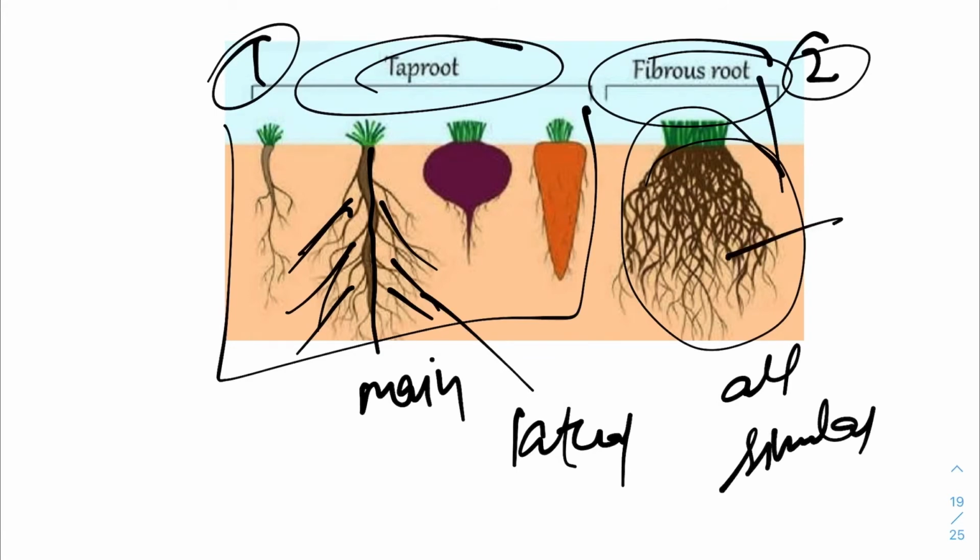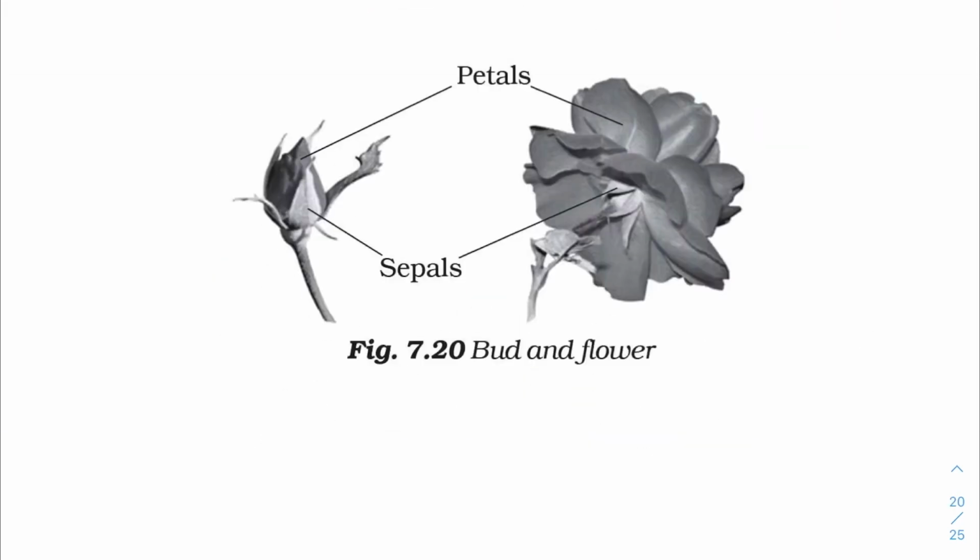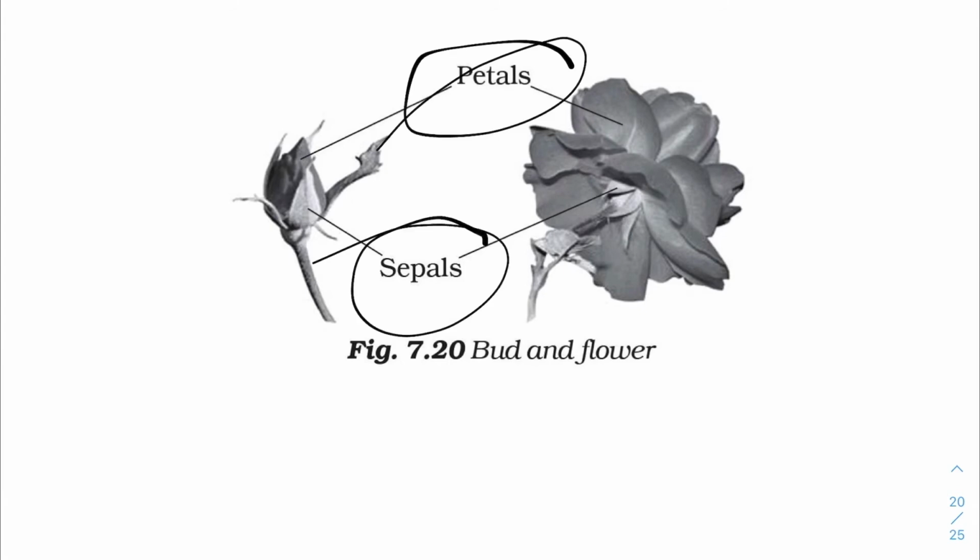Now, we will look at the parts of flowers. There are two main broad distinctions in parts of a flower. One is called petals and the second one is called sepals. This green colored thing is called sepals. It is found on the outside, and inside of this we find petals. When they grow up, they become like this.